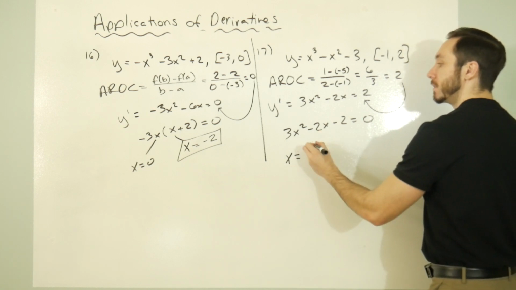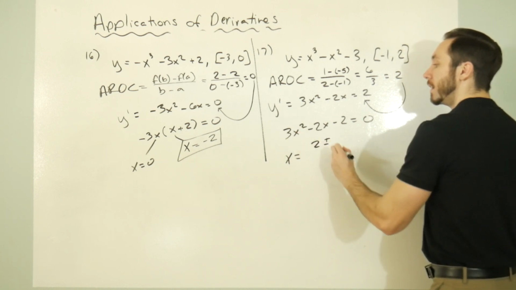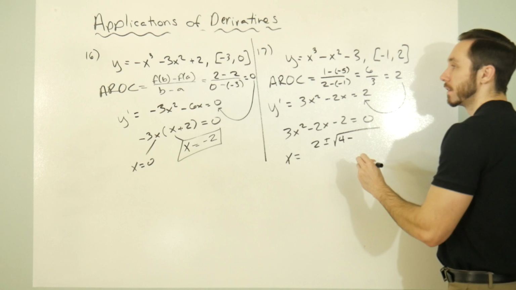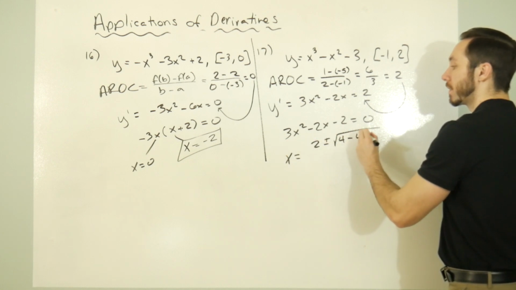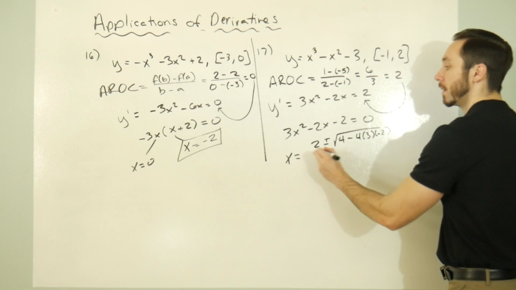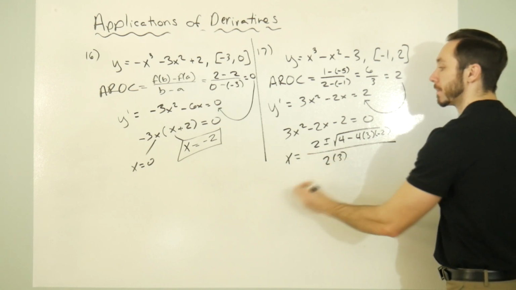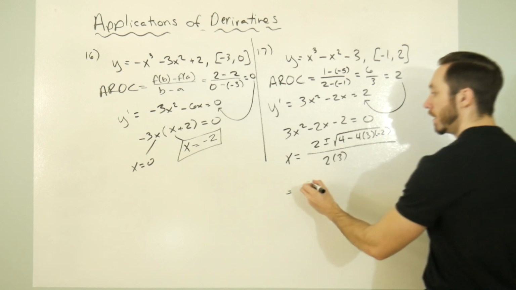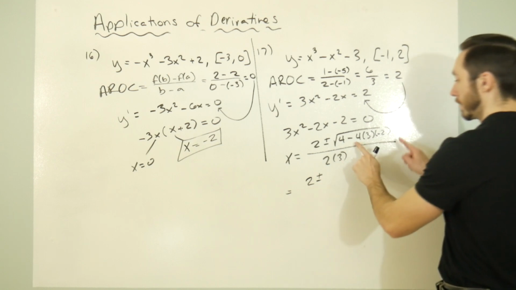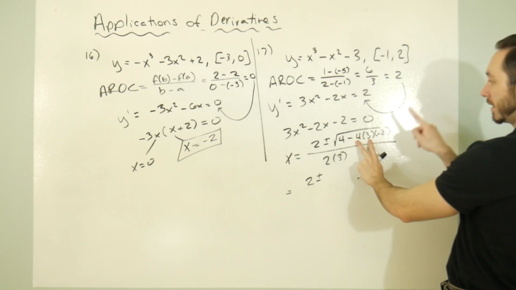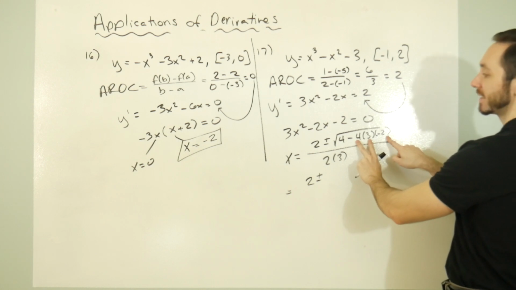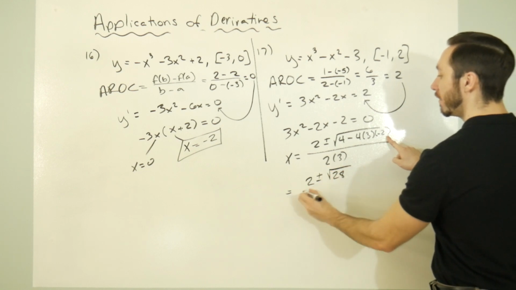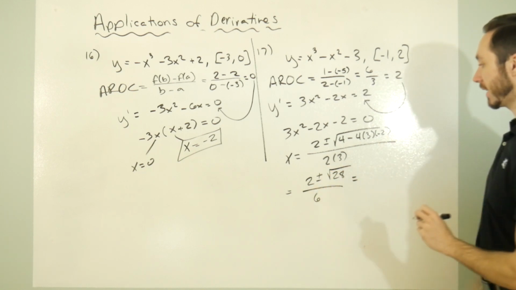My b value is negative 2, so negative b is just 2. 2 plus or minus the square root of b squared minus 4ac. So that's going to be 4 minus 4ac. So it's going to be 4 times 3 times negative 2. This is all going to be over 2a. So, conclusion. As far as the solutions for this go, it's going to be 2 plus or minus the square root of 28, positive 28, over 6. And hey, this could be simplified, I think.